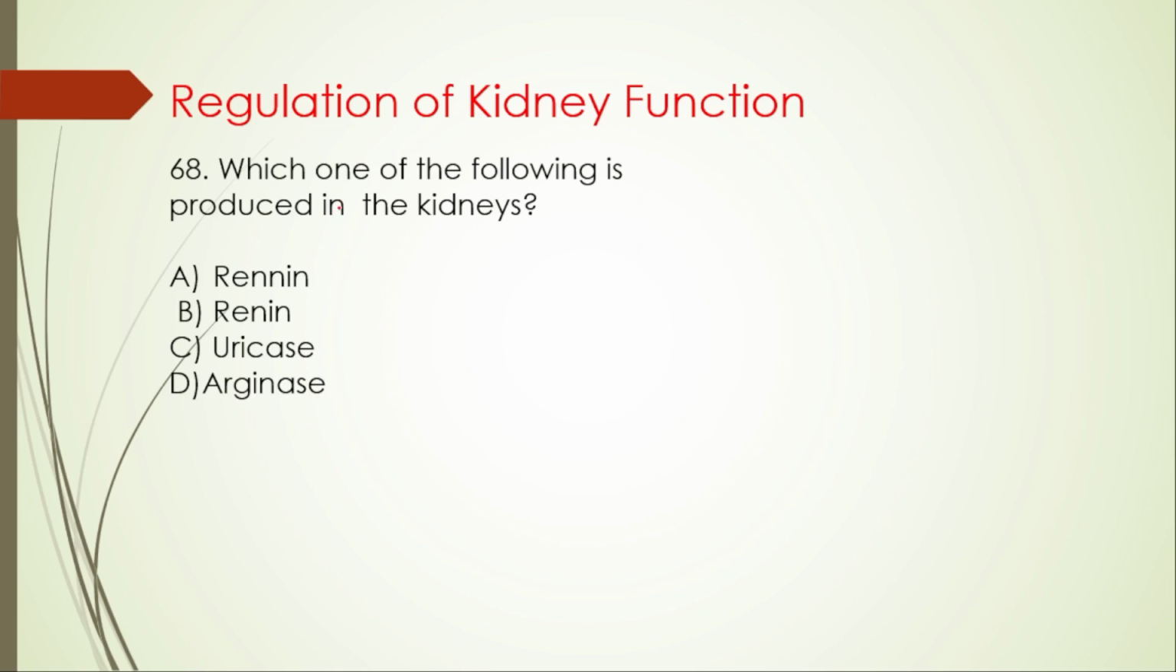Which one of the following is produced in the kidneys? A. Renin, B. Renin, C. Uric acid, and then D. Arginase. Most of the students will confuse among these, but the right option is B. Renin. And this renin is what?